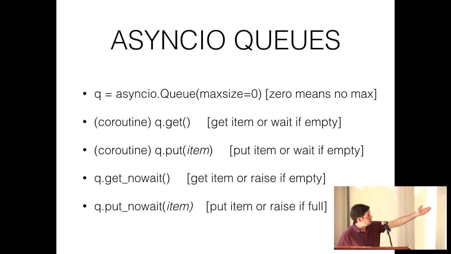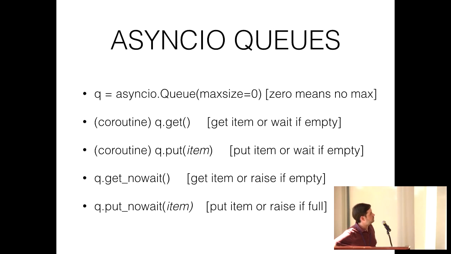There's the put. You put an item on the queue. It could be any Python object. So this is a coroutine. If the queue is full, if you've set a max size, then it will just wait until there's room.